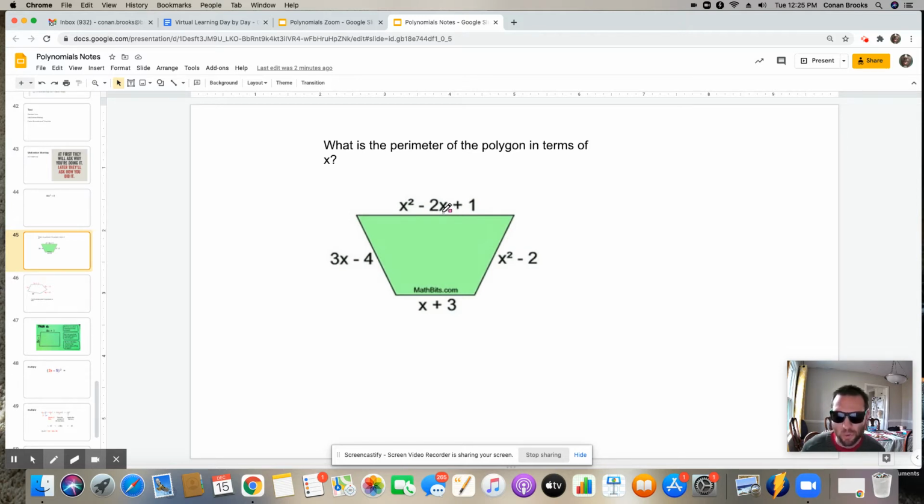So you guys need to know that perimeter is where you add up all the sides. We have 4 sides, so we're going to add up 4 different polynomials. And when it says in terms of x, that just means that you're not going to get an integer, so you're going to have an expression with x in it, okay? And we're going to get that because we don't know what x is. X could be 8, it could be 5, it could be -1.